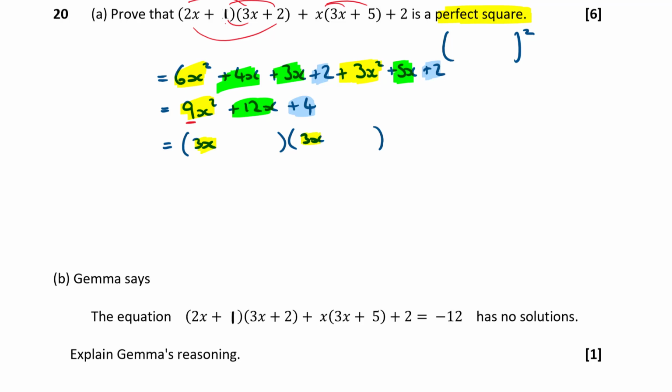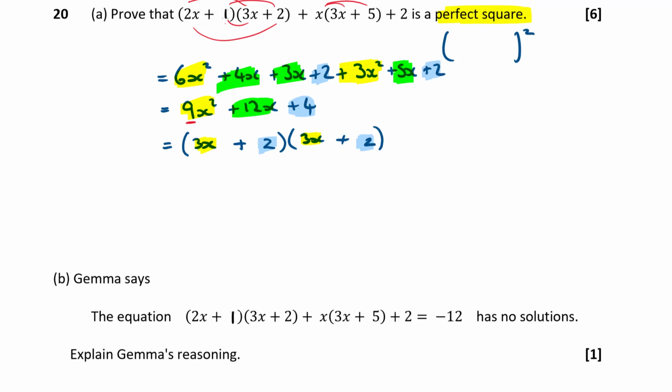Now let's look at the other end, the 4. The number here and here multiplies together to give me 4. And if it's a perfect square, they're going to have to be the same number, aren't they? So what's the square root of 4? It's 2, isn't it? So I'm guessing that's 2 there and that's 2 there then. Everything is positive, plus, plus.